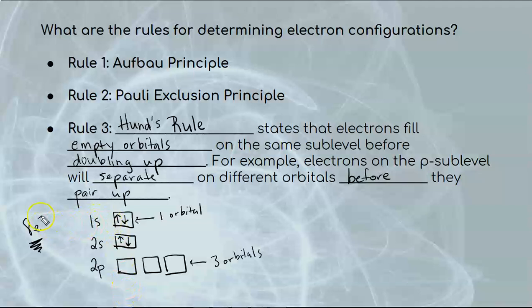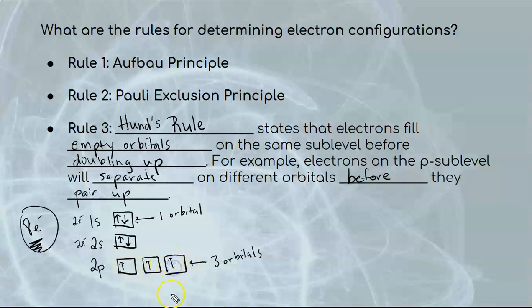So far, out of oxygen's 8 total electrons, I've used up 2 on 1s and 2 on 2s. So how many more do I have left? I have 4 electrons left. Let's see how they would be positioned on the 2p sublevel. I'm going to fill this orbital first. Then I'm going to move on to the next orbital, and they have to be the same spin. So we're going to start with an up spin.